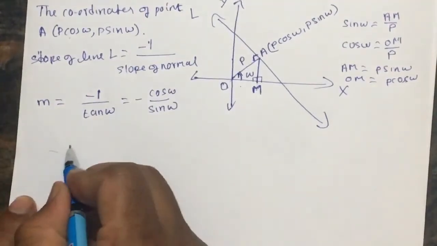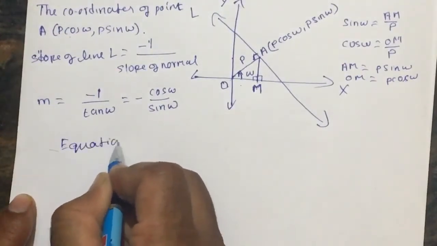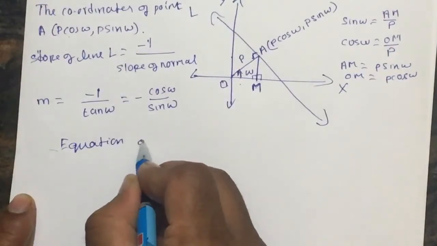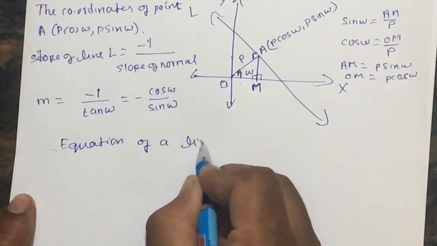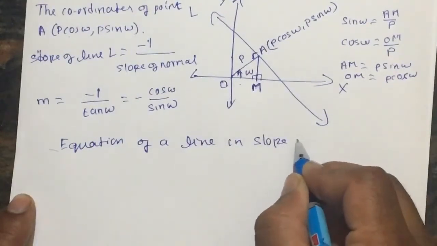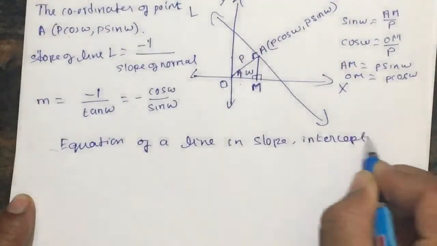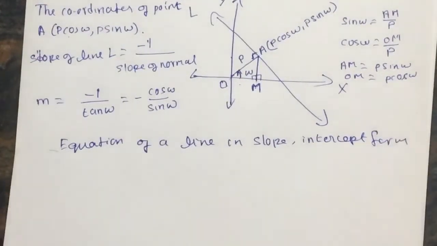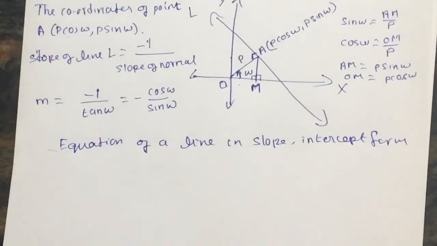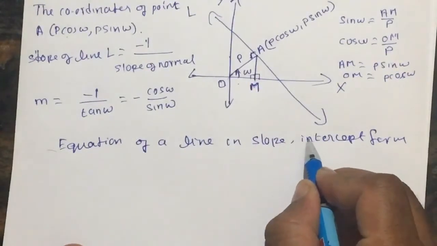Now we know the equation of a line in slope intercept form. See, we know the slope and a point, so we can use the slope point form.